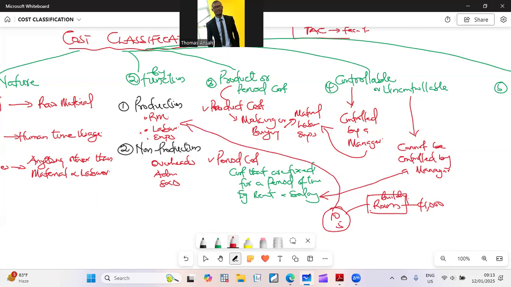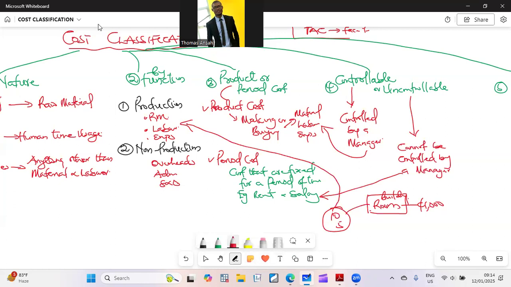For example, if you take a company that has accountant salaries and all those things, whether the company makes profit or not, you still pay the accountant a salary as it is. But you can determine how much to produce and how much not to produce. So that is what we mean by controllability and non-controllability. So take note of that.